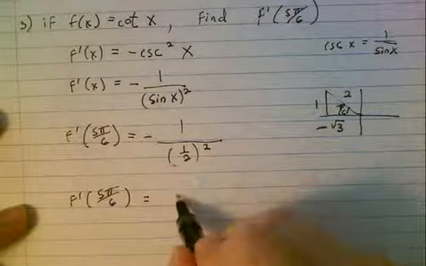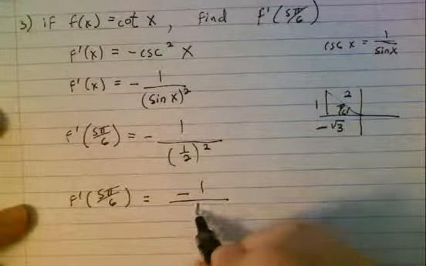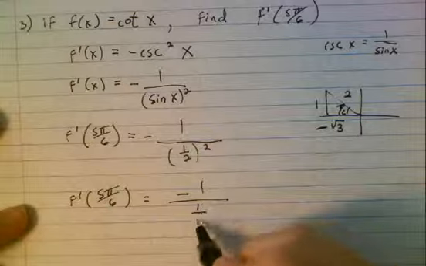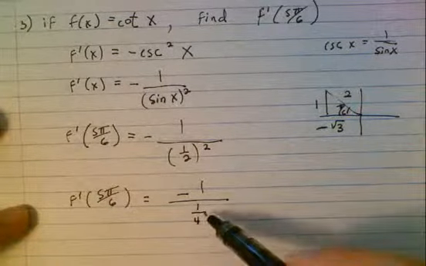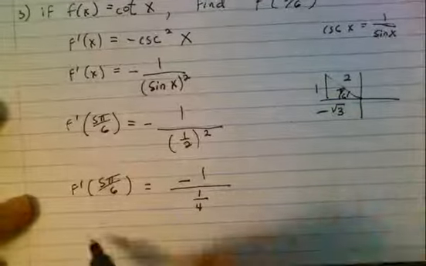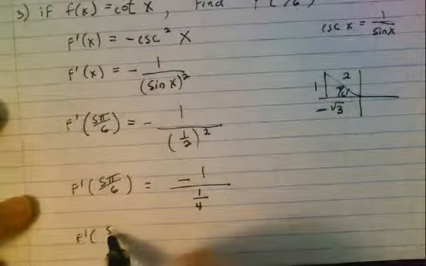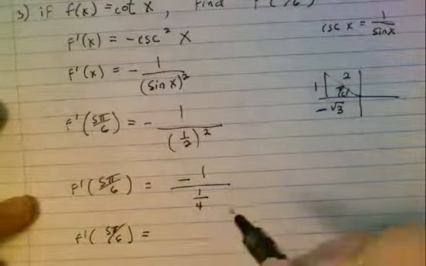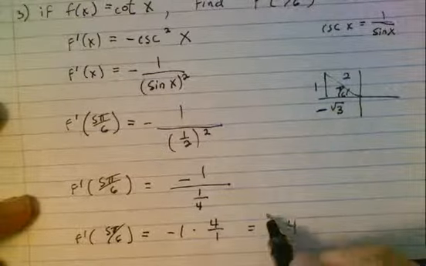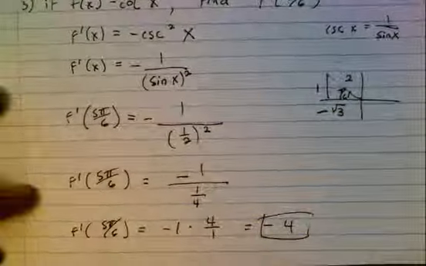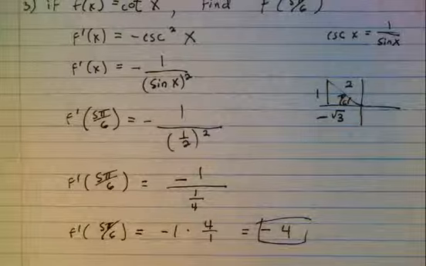When we square that, we've got negative 1. 1 squared is 1, 2 squared is 4. And now we remember that when we divide by a fraction, that's the same as multiplying by the reciprocal. Our value there is negative 4.